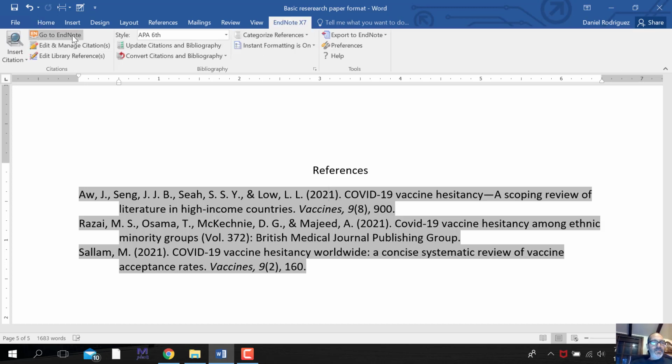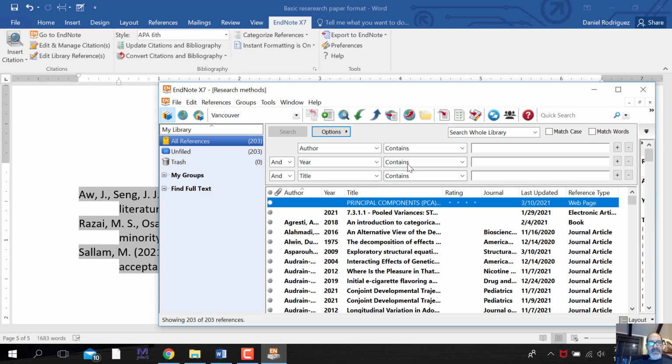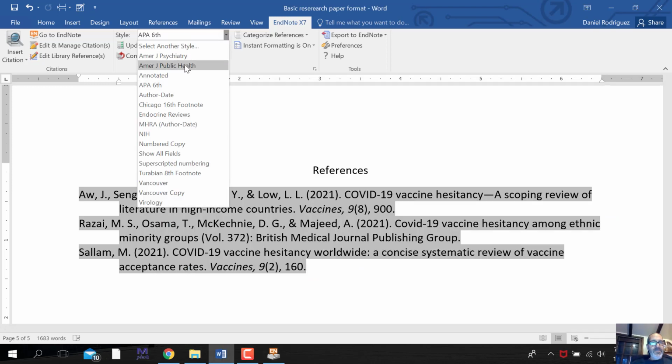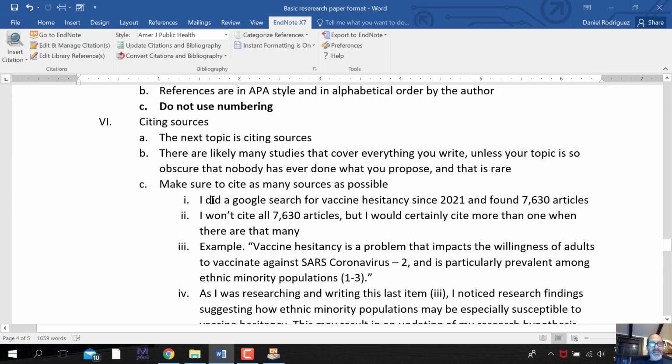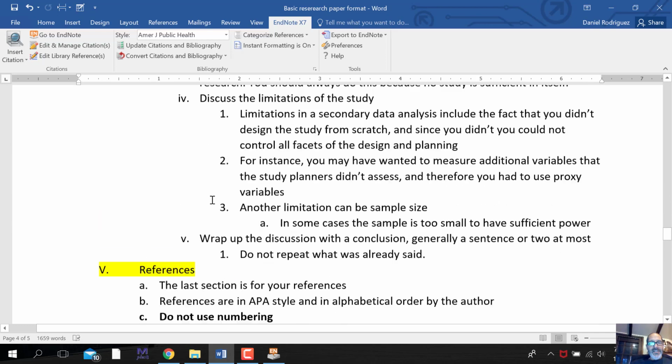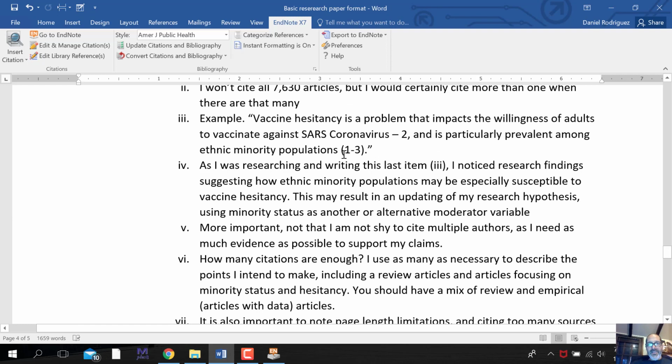So if I go to EndNote, the styles are available for each journal that I'm using. And so for instance here, you can see up here my references are in APA 6th edition, but I can change that to some other specific journal, like American Journal of Public Health, and it would change. Notice how it changed it? Let's see where the references were, where I used them. Look at that. See, it changed them to numbering.